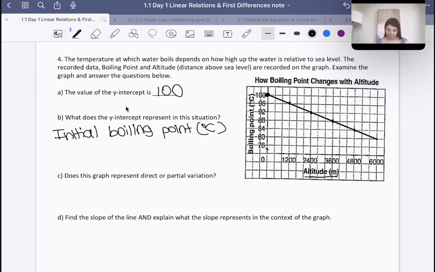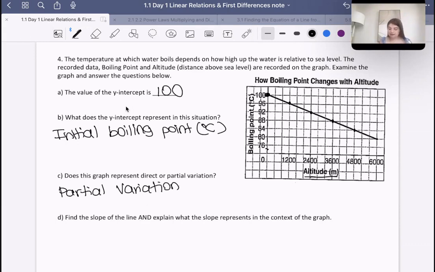Okay. Does the graph represent direct or partial variation? So this graph represents partial variation because the y-intercept is not 0. If the y-intercept is 0, then it's direct variation. But because the y-intercept is 100, which isn't 0, it would be partial variation. So let's write that down, partial variation.